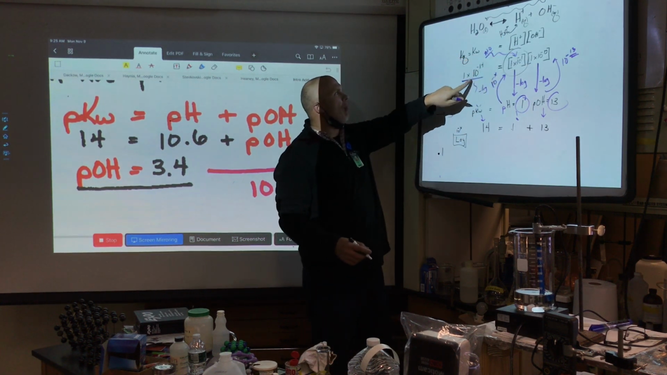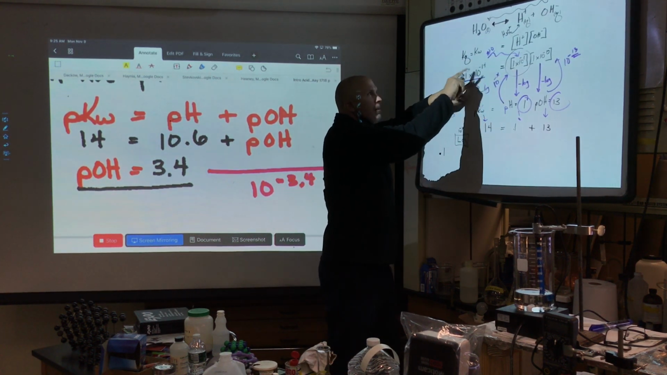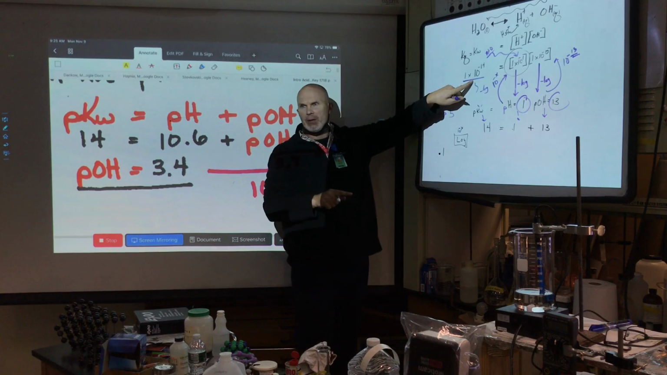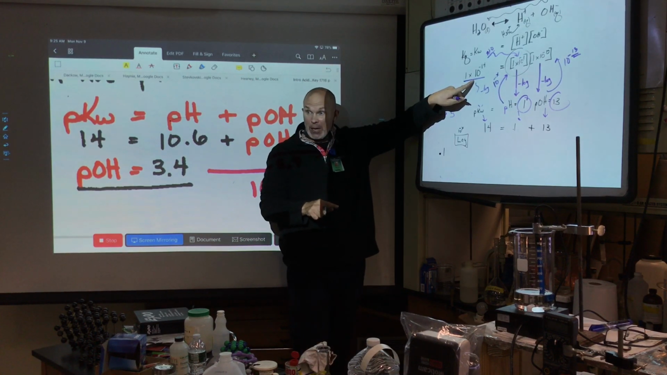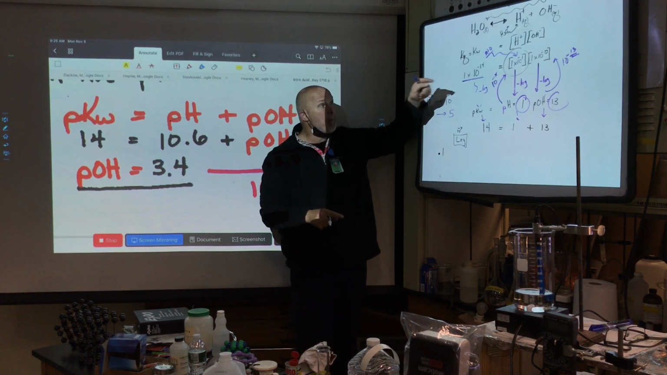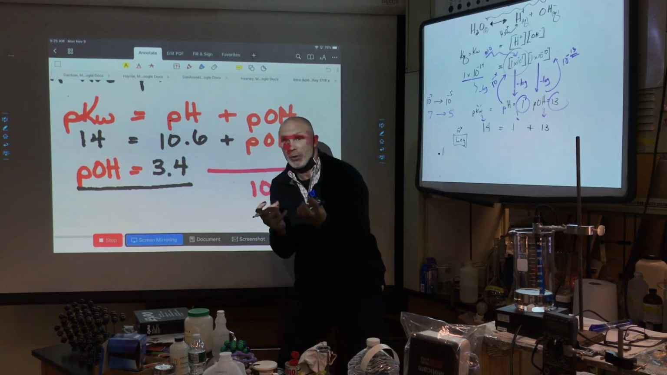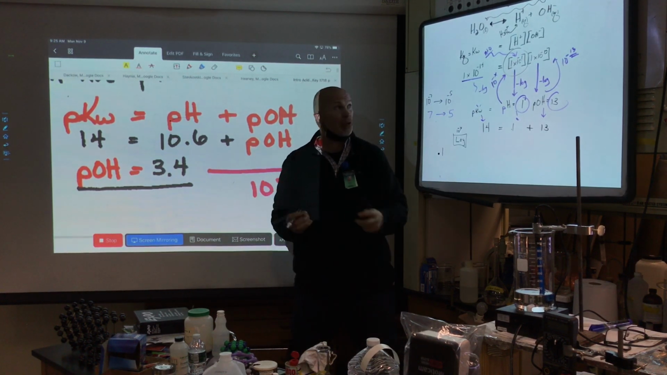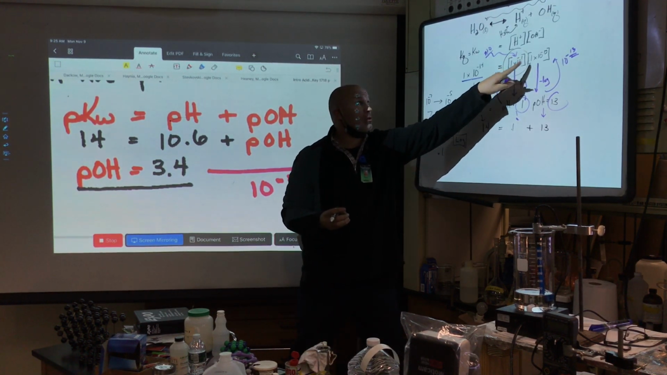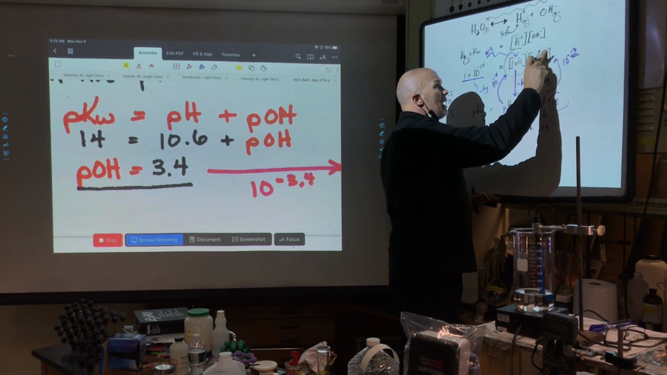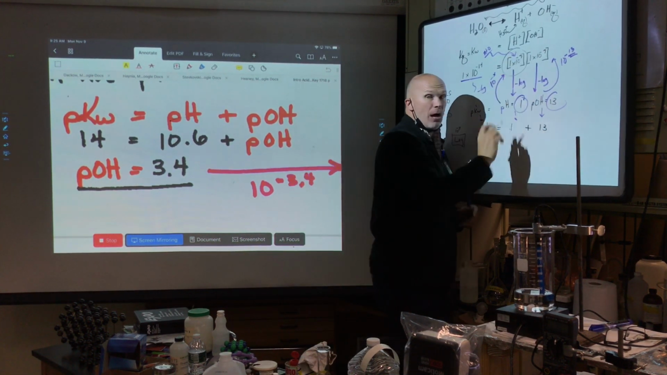Does this break apart really well? Here's the equilibrium constant of this reaction. Terrible. 1 times 10 to the negative 14 is tiny. It barely goes forward. That's why water does not conduct electricity. The ions are too small if this is -7, -7. There's just not enough of them.